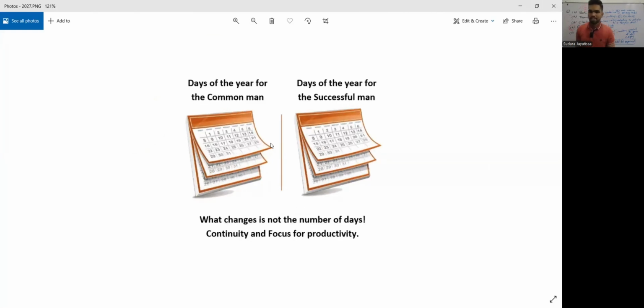Okay, here's the story. Just listen to this one for a minute. Okay, so you can see two calendars are there. Do you see any difference between the two calendars?